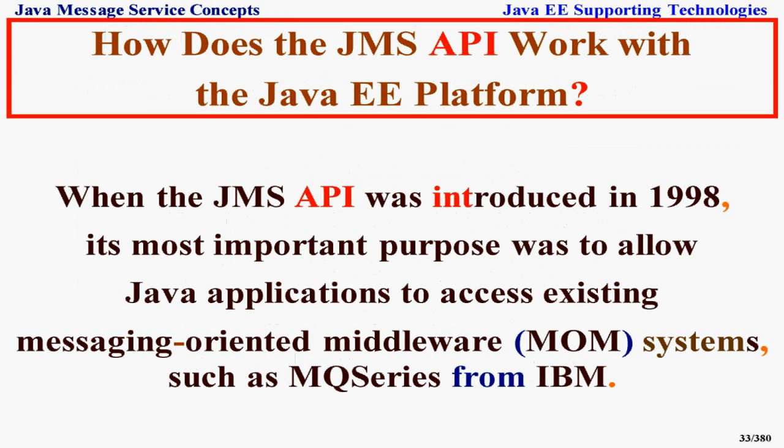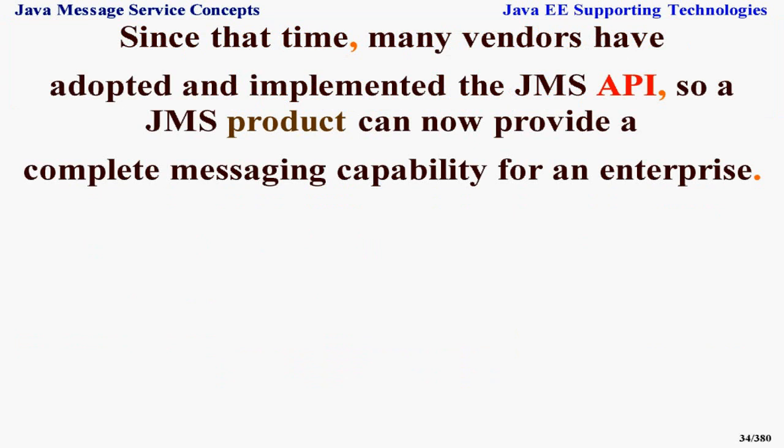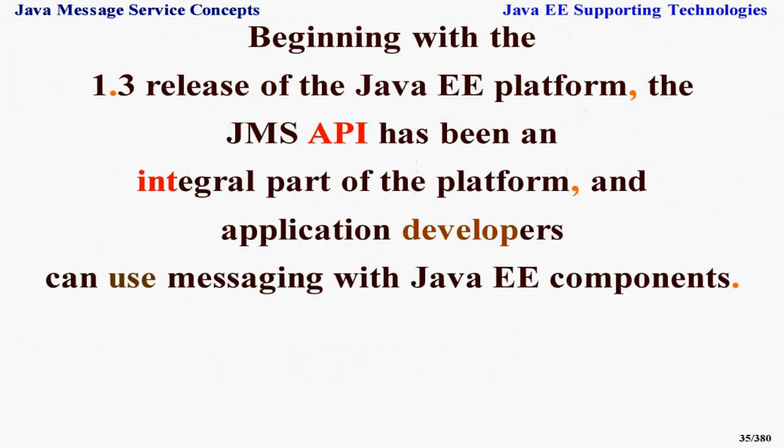When the JMS API was introduced in 1998, its most important purpose was to allow Java applications to access existing messaging-oriented middleware, or MOM, systems, such as MQSeries from IBM. Since that time, many vendors have adopted and implemented the JMS API, so a JMS product can now provide a complete messaging capability for an enterprise. Beginning with the 1.3 release of the Java EE platform, the JMS API has been an integral part of the platform, and application developers can use messaging with Java EE components.